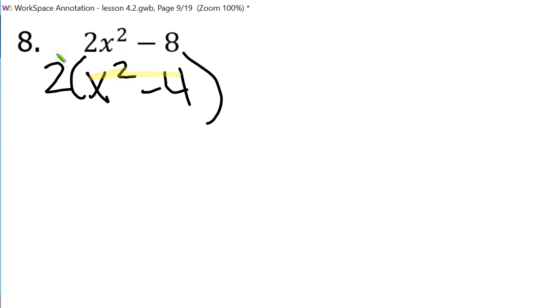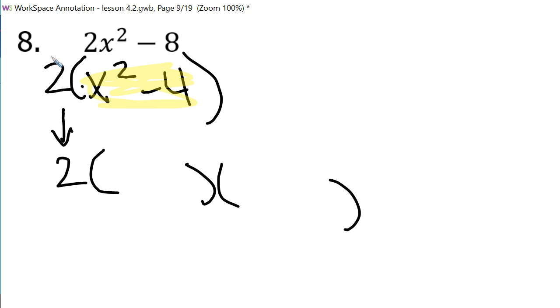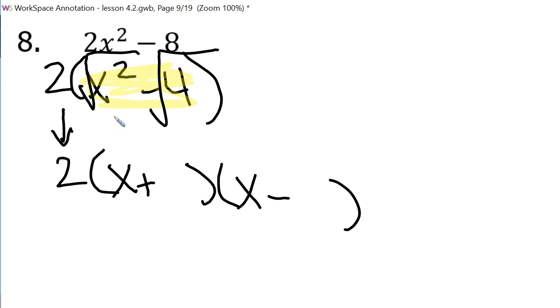Yes, now looking inside the parentheses. Now do we have a difference of squares? Yes, so bring down the 2. That's going to be our first answer. And now we need to factor our difference of squares. So square root the x squared. What's the square root of x squared? X. So we'll have an x and an x. One is a plus, the other is a minus. And what's the square root of 4? 2. And I'm running real slanted, but it's 2 times x plus 2 times x minus 2.